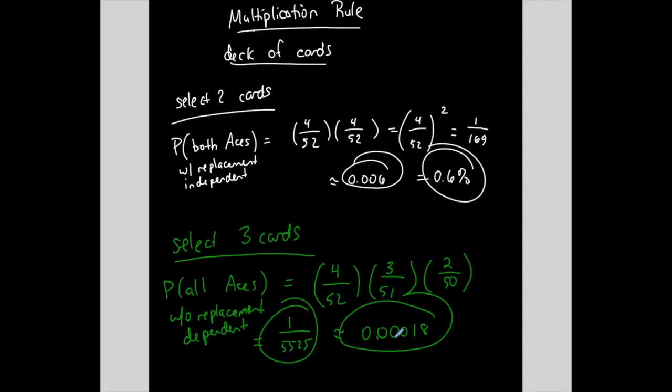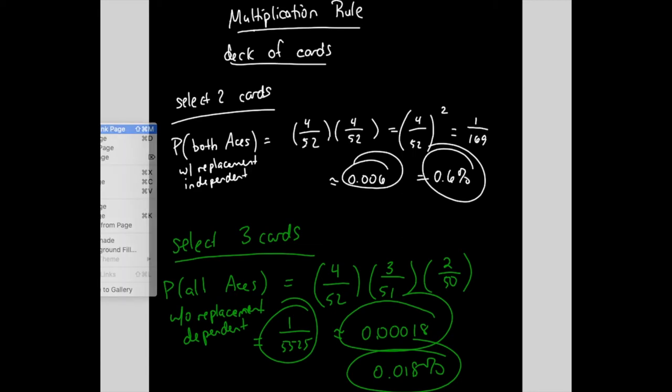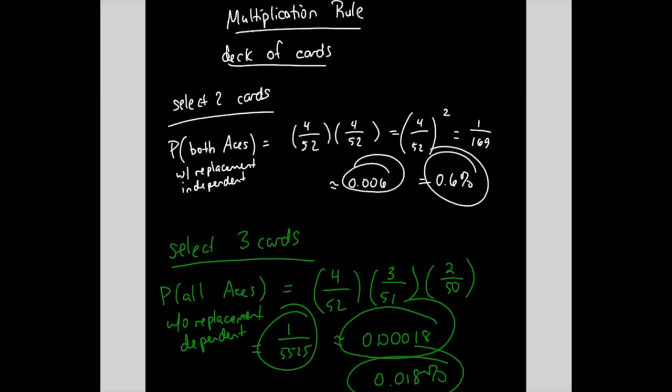This is a very small probability. If I put that in percentage form, that's 0.018%. That is extremely low. I would say that that is very unlikely to occur. Well, does that make sense? If I have a deck of cards and there are 52 cards and only 4 of them are aces, does it make sense that if I pick 3 out and I keep them out each time, that I would get all aces? That probability is very low. That makes sense that that probability would be very low.